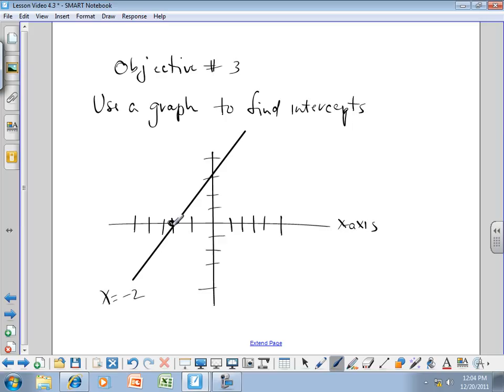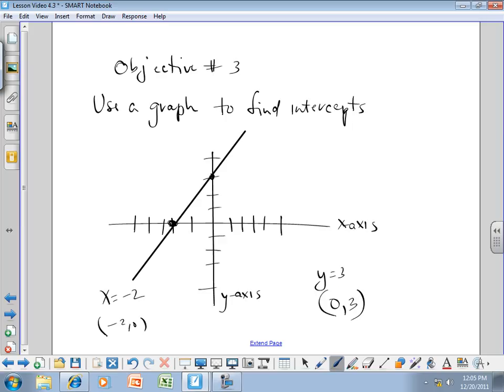All right, now, I know it didn't cross right at -2. I wanted it to, and so for the sake of demonstration, we're going to say that. What's that ordered pair? Well, it's -2, 0, isn't it? Here's your y-axis. Can you tell me where the y-intercept is? Ooh, isn't it at 3? And the ordered pair for that would be 0, 3.